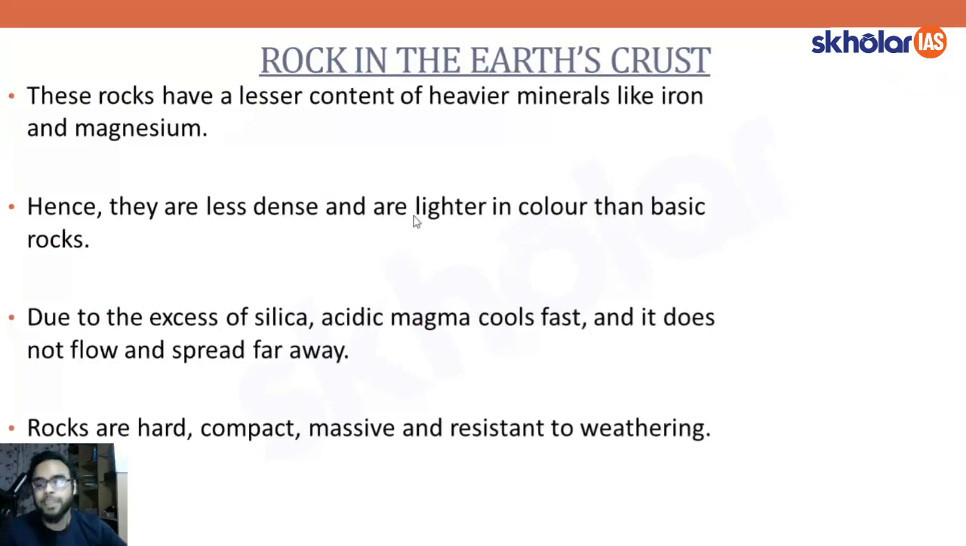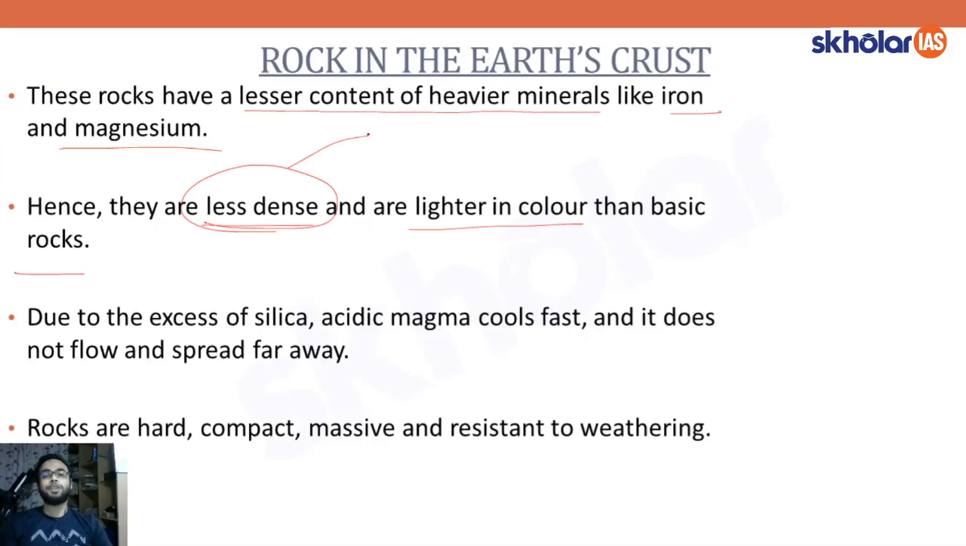Fine. So what are these characteristics? Let us talk about the characteristics of acidic rocks. First thing, let's look at the point. These rocks have lesser content of heavier minerals like iron and magnesium. Hence they are less dense and are lighter in color than the basic rocks. So what is the characteristic of acidic rock? It is less dense because it does not contain minerals which are on the heavier side, and secondly it is also lighter in color. Now, third point is important: due to excess of silica, acidic magma cools faster and does not flow and spread. Understood this point? Silica content is very high, meaning what?